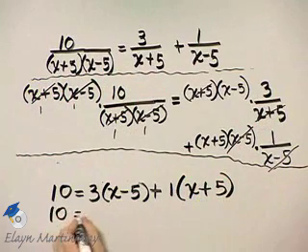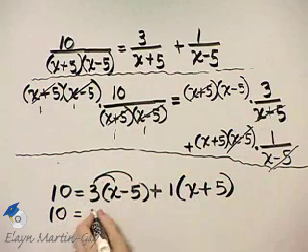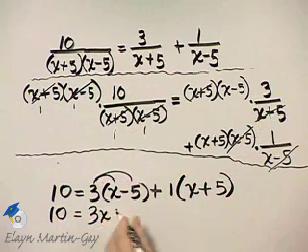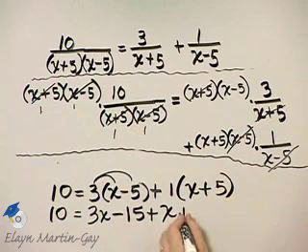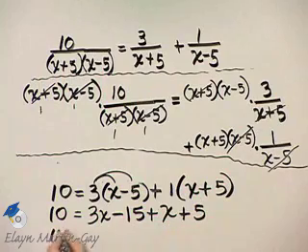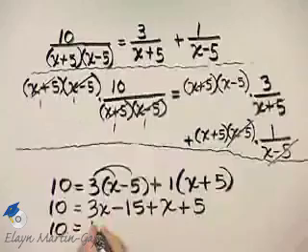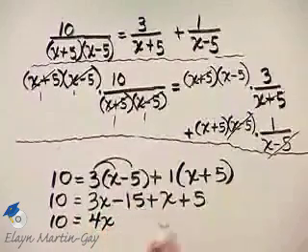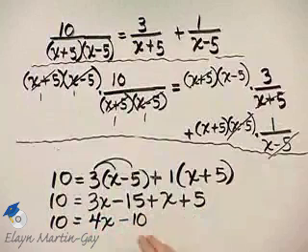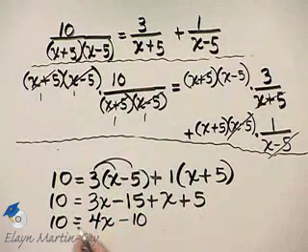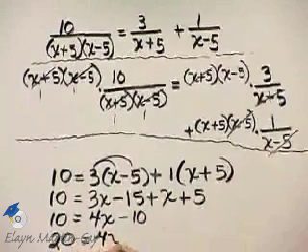Now, let's go ahead and use the distributive property. That's 3x minus 15, 3 times 5, plus 1 times x is x, and then plus 1 times 5 is 5. Let's go ahead and see if we have any like terms. 3x plus x, that's 4x. Negative 15 plus 5, that's negative 10. Then we add 10 to both sides. 10 plus 10 is 20, is equal to 4x.